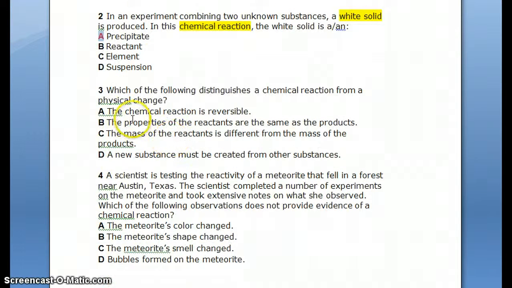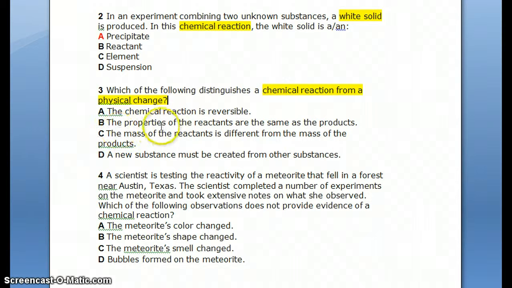Number 3, which of the following distinguishes a chemical reaction from a physical change? So really what the question is asking you is, what's the difference between a chemical reaction and a physical change? A, the chemical reaction is reversible. Well, that's not true. Only in a physical change can we reverse. B, the properties of the reactants are the same as the products. Well, no, the properties would actually be different.